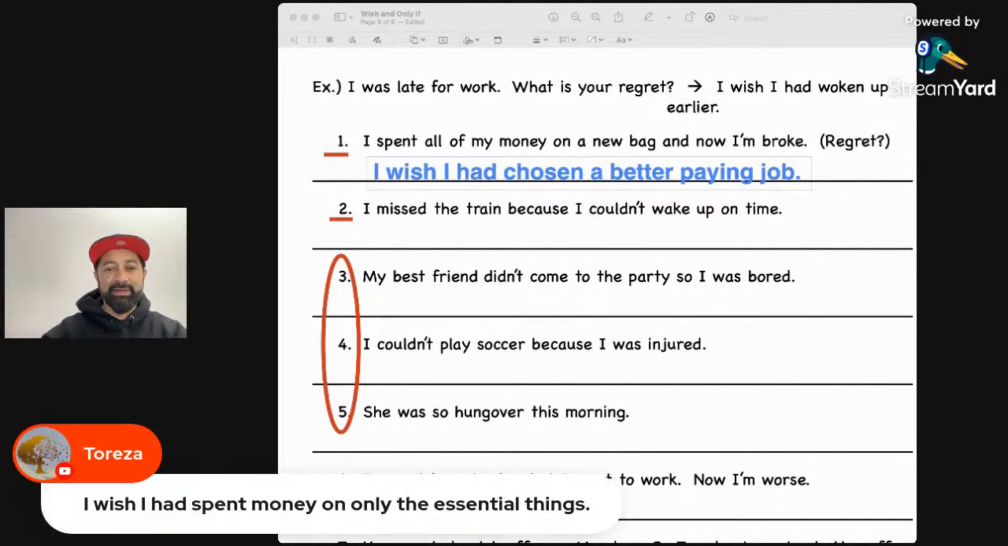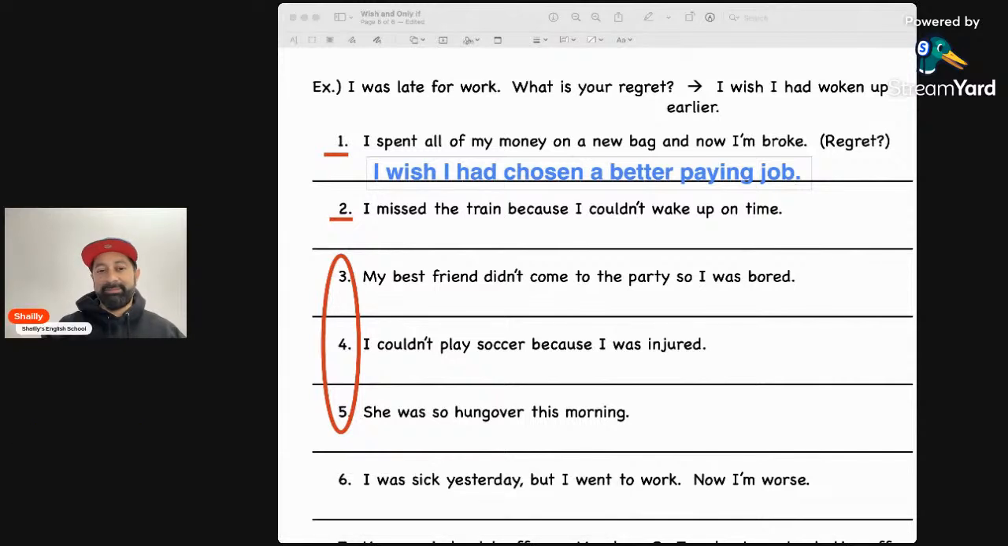Teresa has an answer for number 1. I wish I had spent money on only the essential things. Great sentence. Perfect grammar. Excellent sentence. So essential. Essential means things that are necessary, things that are important in your life. You need them in your life. Excellent. Good answer, Teresa.